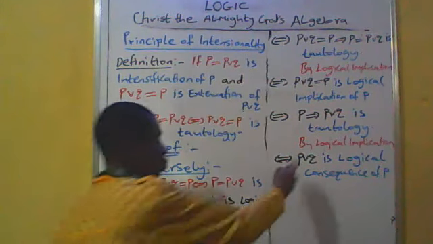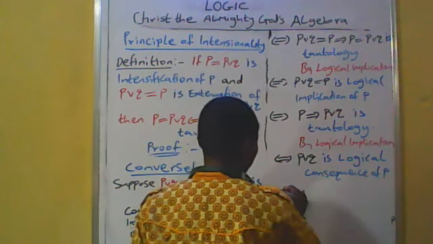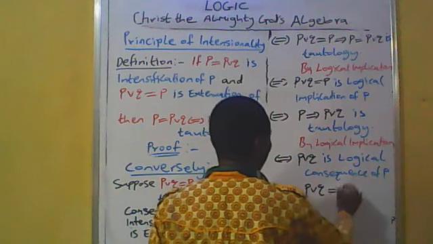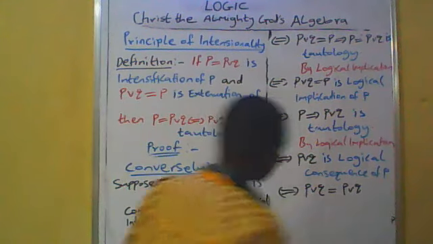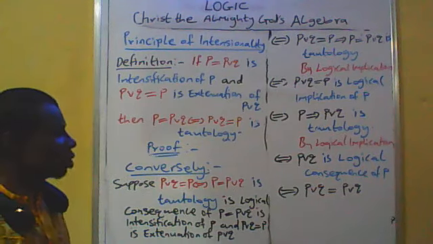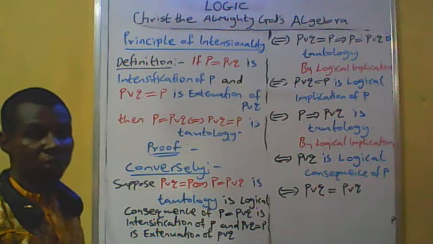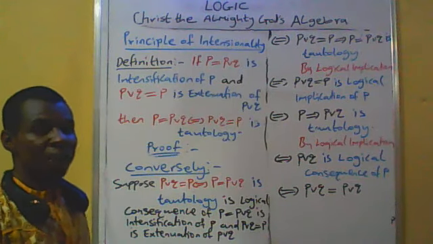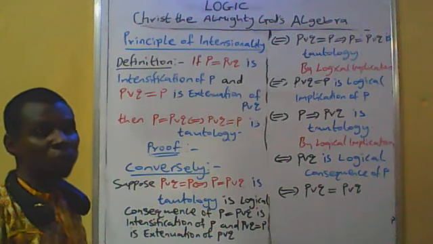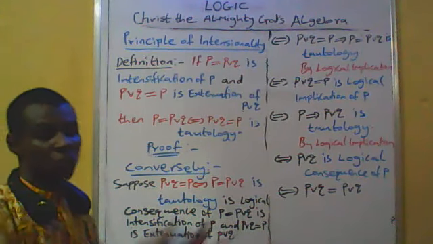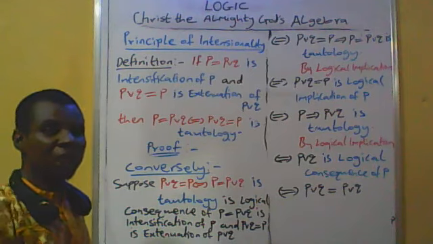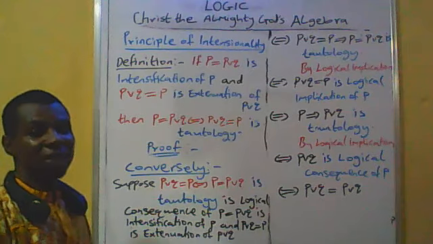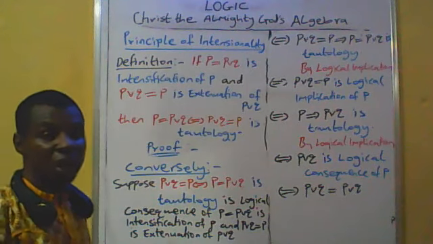So if this is true, this also must be true: P or Q if and only if P or Q. So it is true that the logical consequence is equal to itself, because it is logically equivalent. In the sense that whenever P or Q at the left side is true, P or Q at the right side is also true. In the same vein, whenever P or Q at the right side is true, P or Q at the left side is also true. You see that it's logically equivalent.